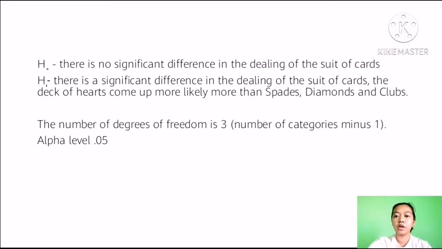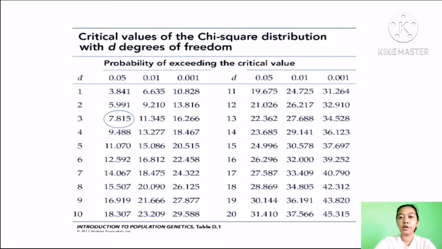Our degree of freedom would be 3. We have already subtracted the number of categories minus 1, and we will be using the alpha level of 0.05. With the degree of freedom 3 and our alpha level 0.05, our critical value would be 7.815, which will have to be exceeded by our chi-square.